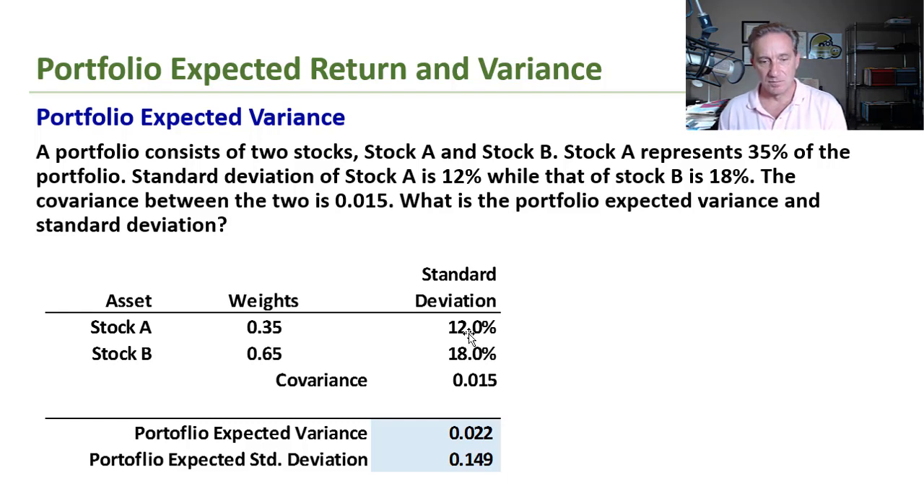Okay, wait, excuse me, I had to change that because I realized I didn't have a match. Now I got that back. The covariance between the two is 0.015. What is the portfolio expected variance and standard deviation?